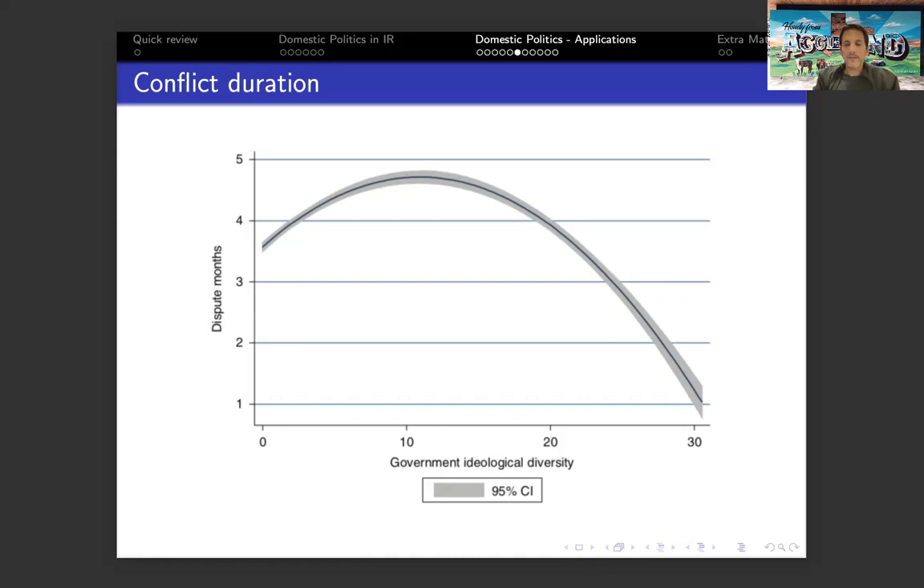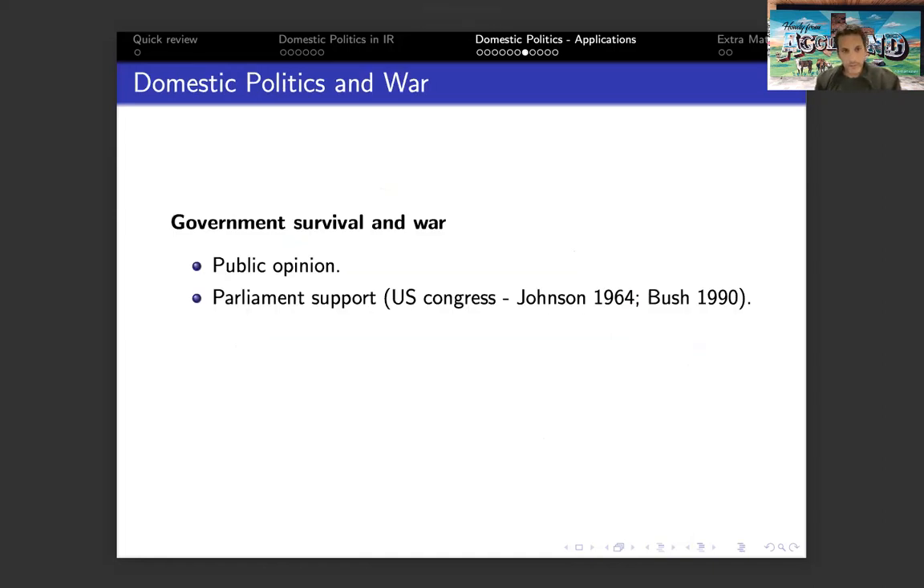All right, a related domestic factor that I want to talk about here is public opinion, as well as the parliament's support for actions in the international system.